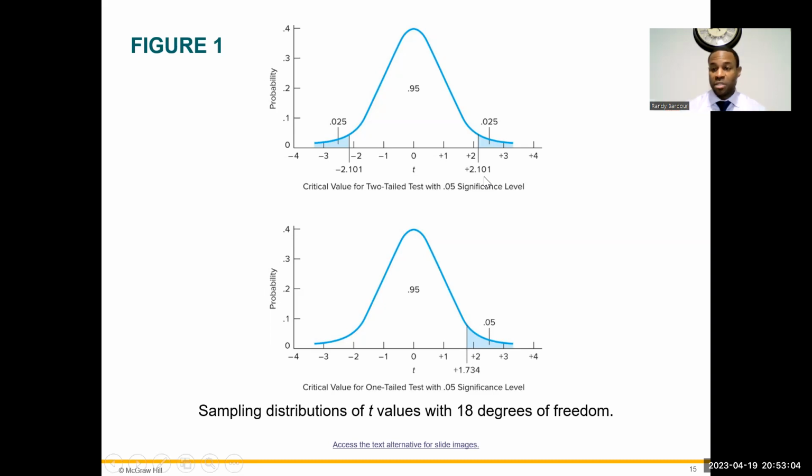So when I look at my t value of 4.01, or 4.02 excuse me, that t value is all the way out here. So we know that it is extremely rare, and so we know that there's a significant difference there.